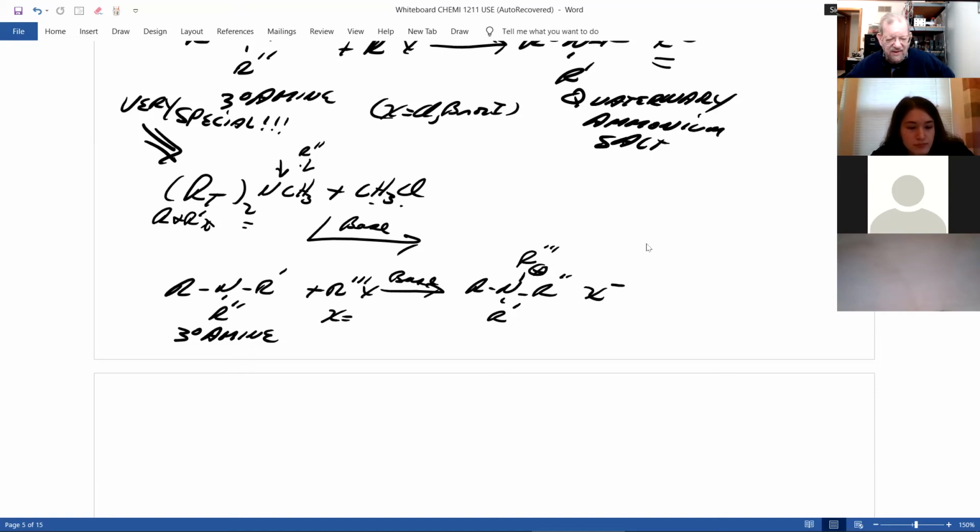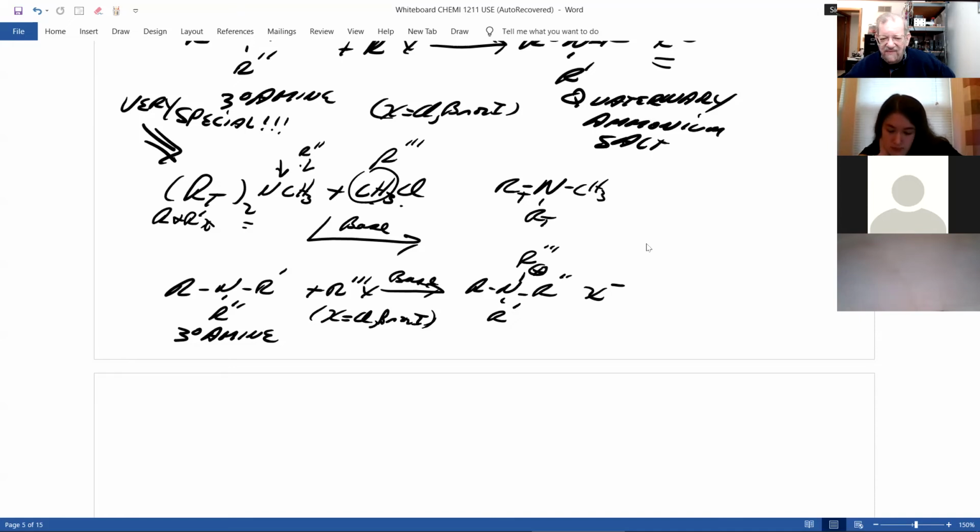Remember, X can be chlorine, bromine, or iodine. And this is my R triple prime. So I have my nitrogen. Now there are two ways I could draw it, actually more than two ways, but the two main ways most students would draw it this way. You don't have to put the charges down.